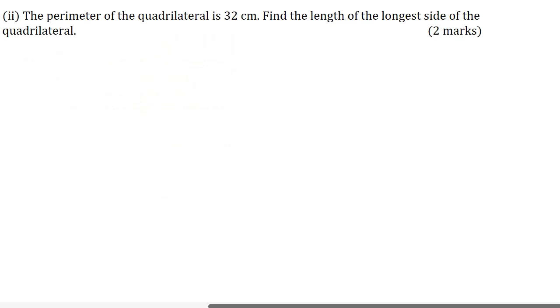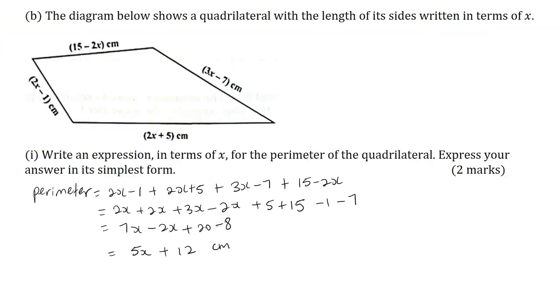Part 2. The perimeter of the quadrilateral is 32 centimeters. Find the length of the longest side of the quadrilateral for 2 marks. So let's examine the diagram here. You can see clearly that the longest side of the quadrilateral is this side. And this side is given here by 2x plus 5. But in order to find out the actual value in centimeters, we need to find the value of x.